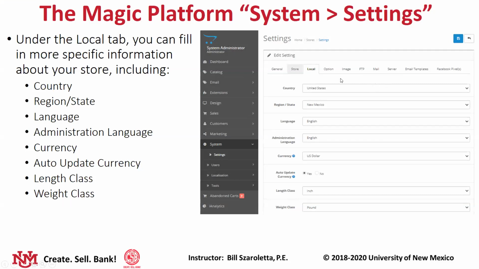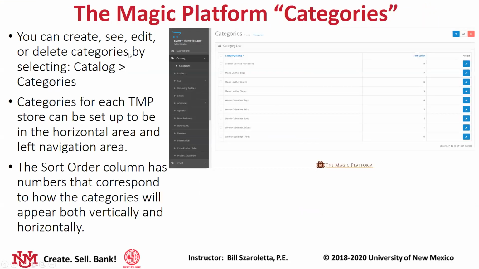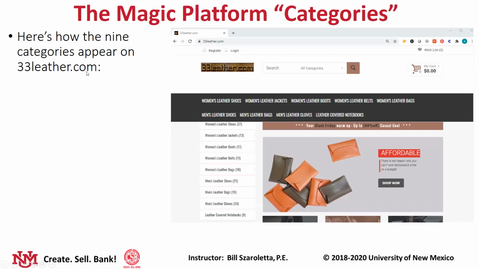Under the local tab, let me see, I'm going to keep going. I'm going to go to categories, because this is under the dashboard, catalog, and categories is the first one. And you'll see that those are the categories. There's a sort order for those, and the sort order basically starts with 0 and moves forward. So here's how they appear.